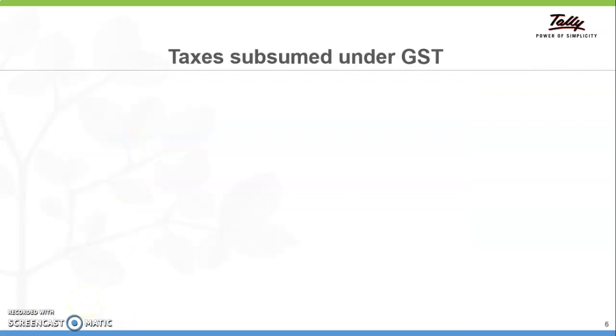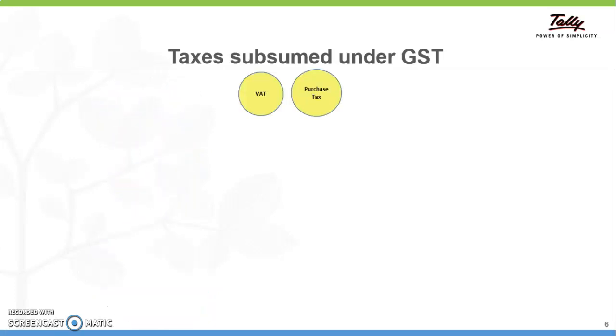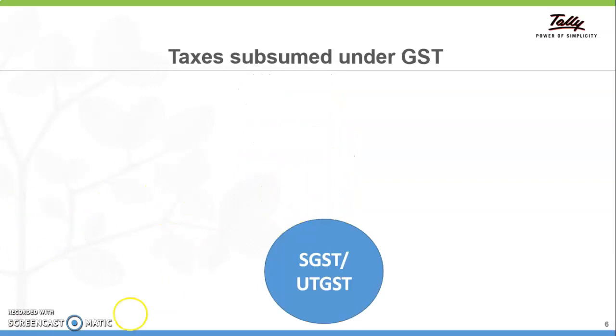The next thing is taxes subsumed under GST. Because of GST, what taxes are subsumed? Excise duty, ADE, service tax, surcharge and cess, all these taxes are subsumed by CGST. The next are VAT, purchase tax, entry tax, luxury tax, surcharge and cess. These taxes are subsumed by SGST or UTGST.